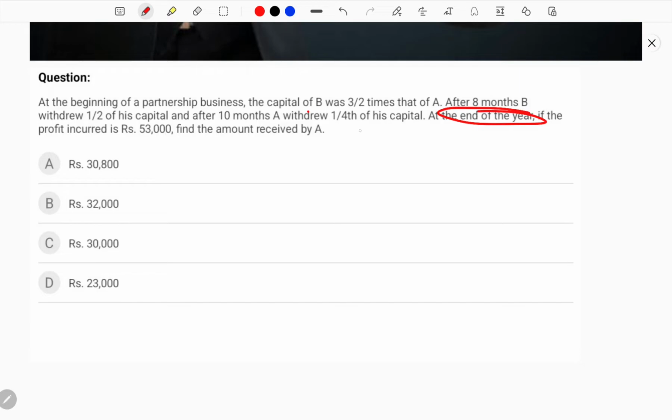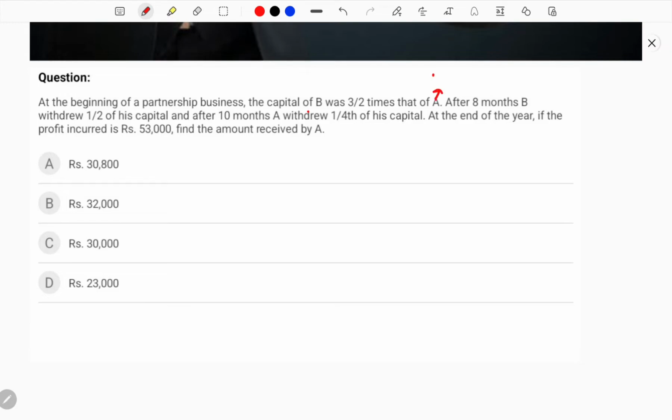At the end of the year, it was mentioned, which means the profit will be shared annually. If the profit incurred is 53,000, find the amount A received. We can solve it in different methods, variable methods and assumption method. Now I am solving it with the assumption method so that we can get the answer quickly.